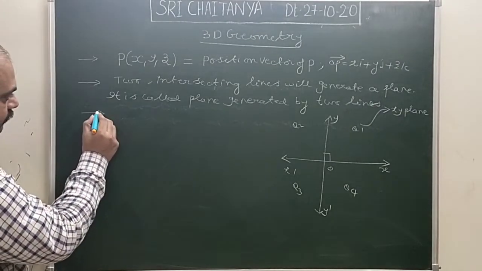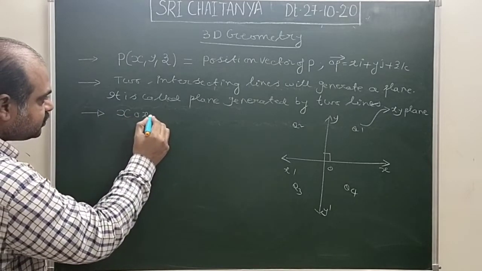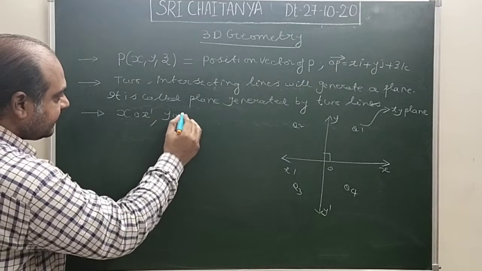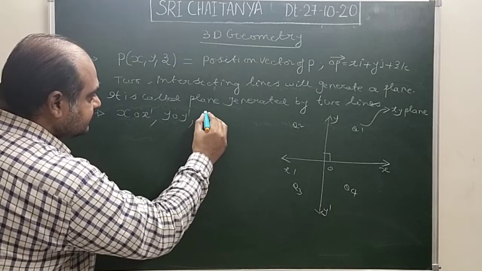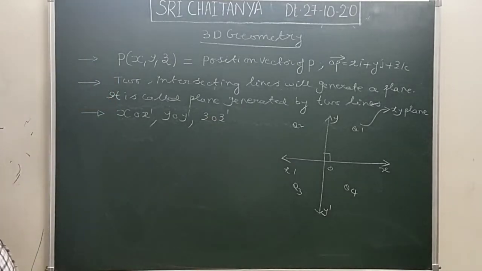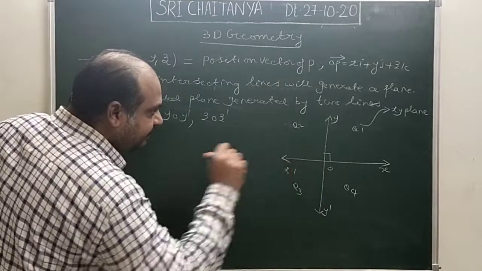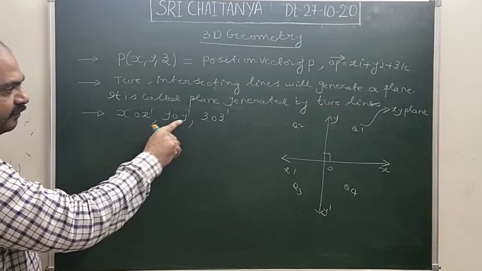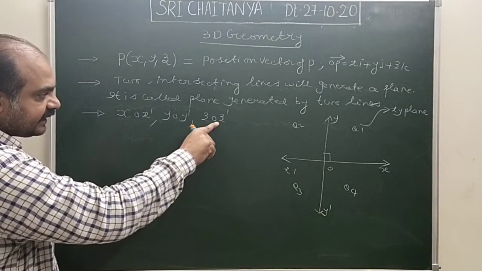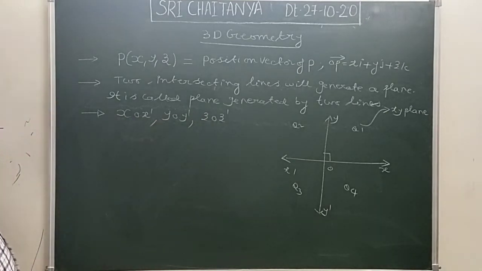Suppose three mutually perpendicular lines, x-axis, y-axis, z-axis, intersect, then three planes will be generated. If these two lines intersect, the xy plane is generated. If YOY' and ZOZ' intersect, then the yz plane will be generated. If XOX' and ZOZ' intersect, the zx plane will be generated.